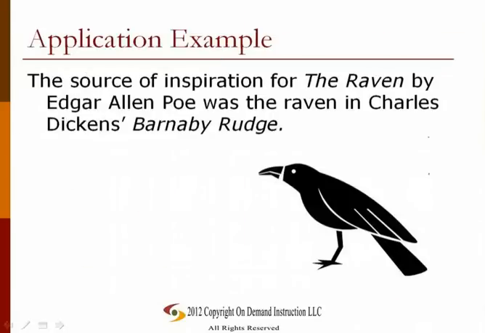The source of inspiration for The Raven by Edgar Allan Poe was the raven in Charles Dickens' Barnaby Rudge. In the novel, Barnaby owns a pet raven who can speak. In the fifth chapter, the raven taps at a shutter, just like in Poe's poem. Poe drew inspiration from Charles Dickens and incorporated it into his own writing.